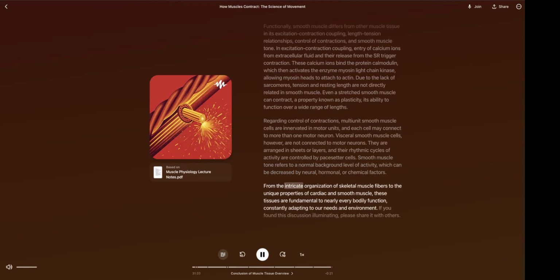From the intricate organization of skeletal muscle fibers to the unique properties of cardiac and smooth muscle, these tissues are fundamental to nearly every bodily function, constantly adapting to our needs and environment.